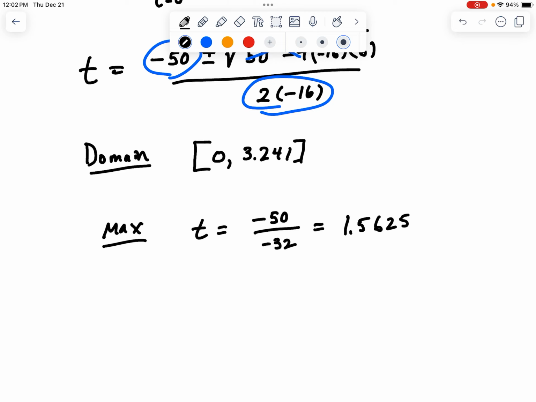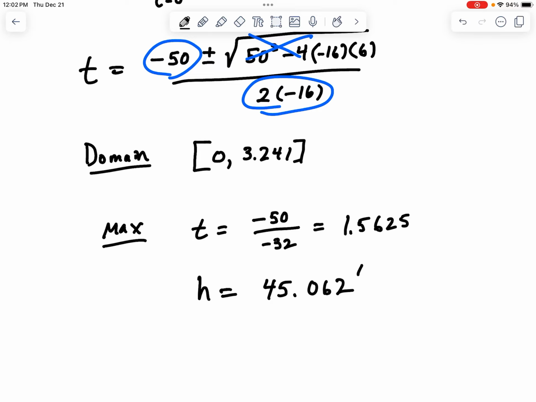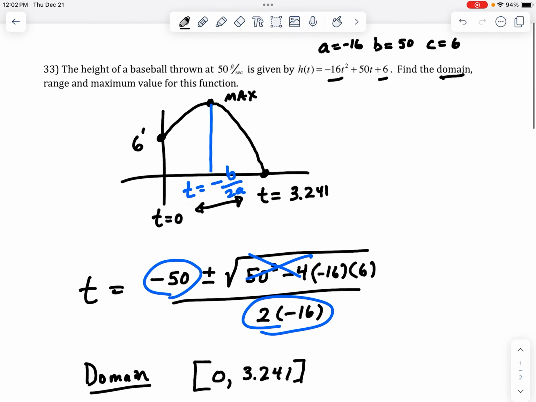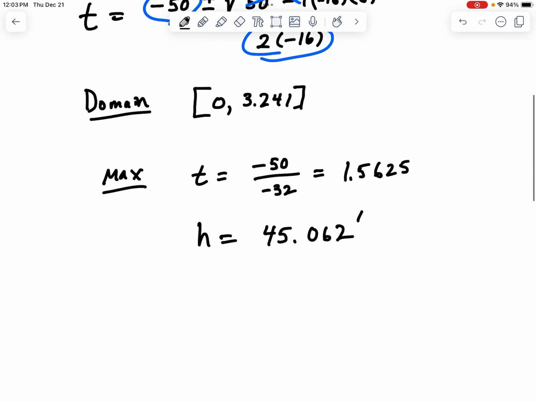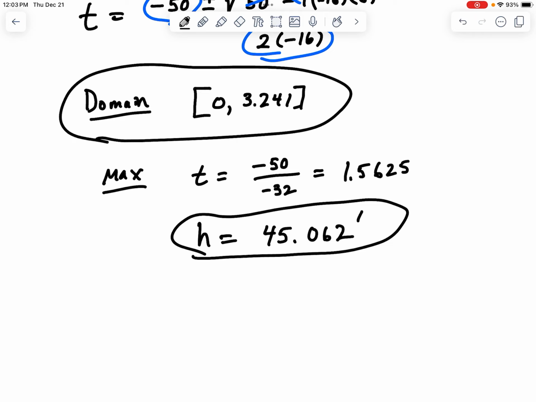So then the maximum height was 45.062 feet. And then for the range, that basically means you go up to a height of 45.062 feet, and then on the bottom, that would be 0 feet. So from 0 to 45.062. So I did say find the maximum, so that's part of the answer. The domain is part of the answer, and then the range is the last part of the answer. So that goes from 0 feet to 45.062 feet.